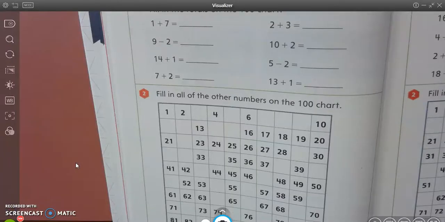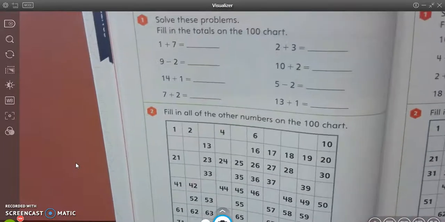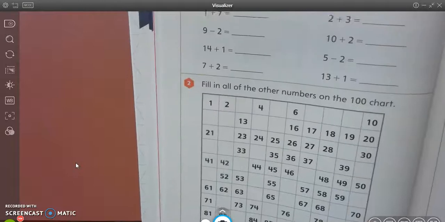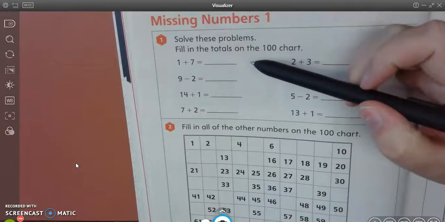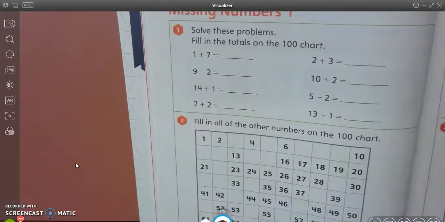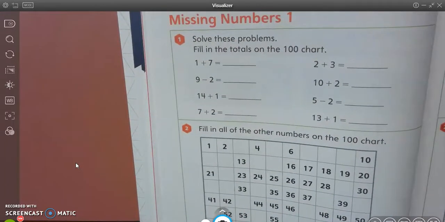You are now going to take what you know about the 100's chart and apply it to your work. We are on page 18 in your math book. We're going to start with number 1. It says solve these problems and then fill in the totals on the 100's chart.